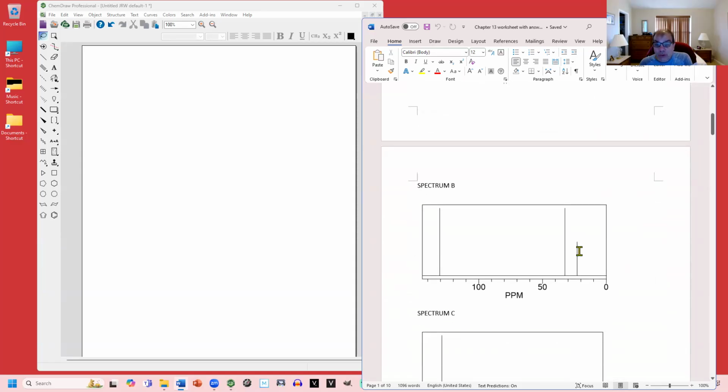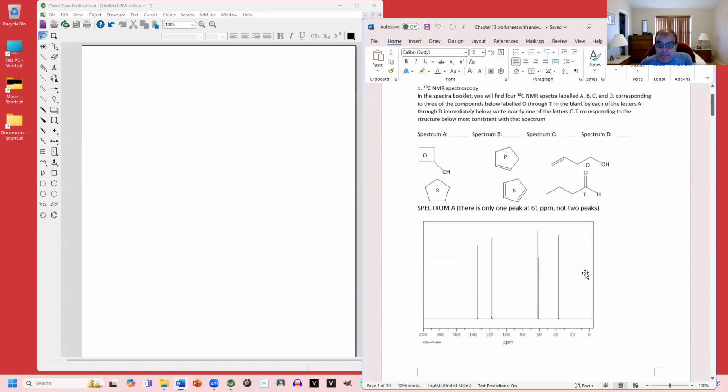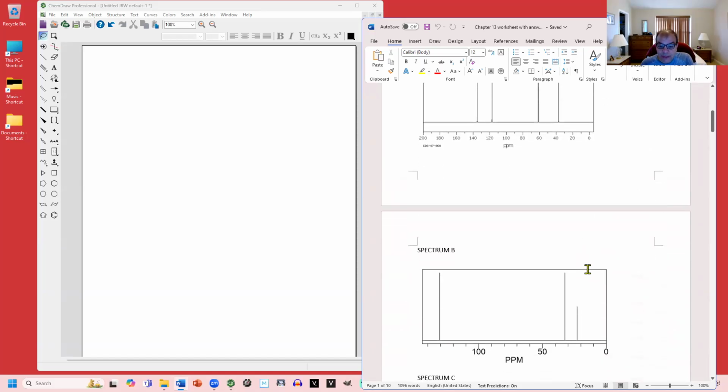Interesting that 2 of the peaks are twice as high as the other one. You can't always make too much out of relative peak heights on carbon NMR. It's usually not very meaningful, but it is suggestive. And it just so happens that 2 of these 3 peaks are for carbons that are doubled up. There's 2 of each of them, and then there's just 1 of this other CH2. So spectrum B must be compound P.